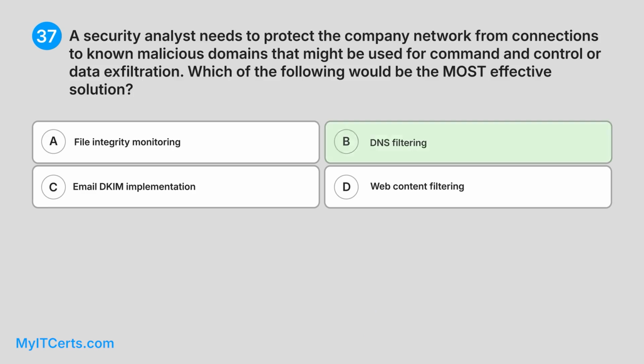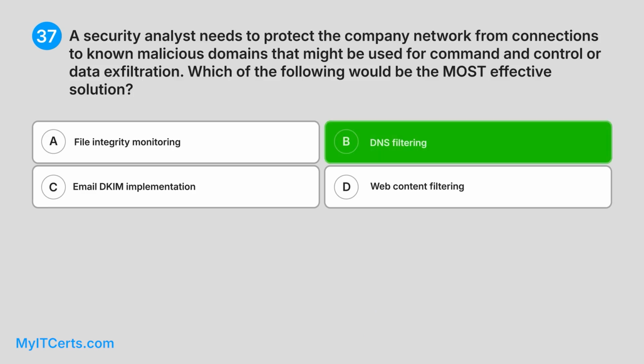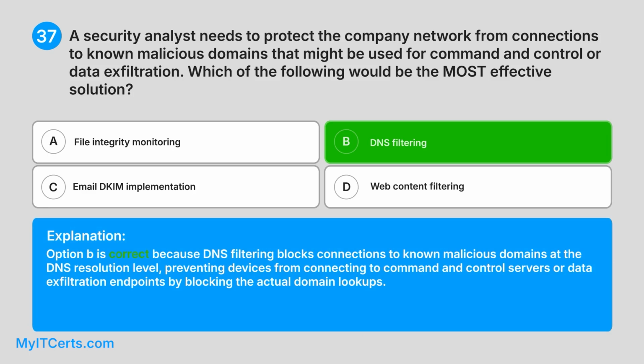Correct answer, B. DNS filtering. Explanation. Option B is correct because DNS filtering blocks connections to known malicious domains at the DNS resolution level, preventing devices from connecting to command and control servers or data exfiltration endpoints by blocking the actual domain lookups.